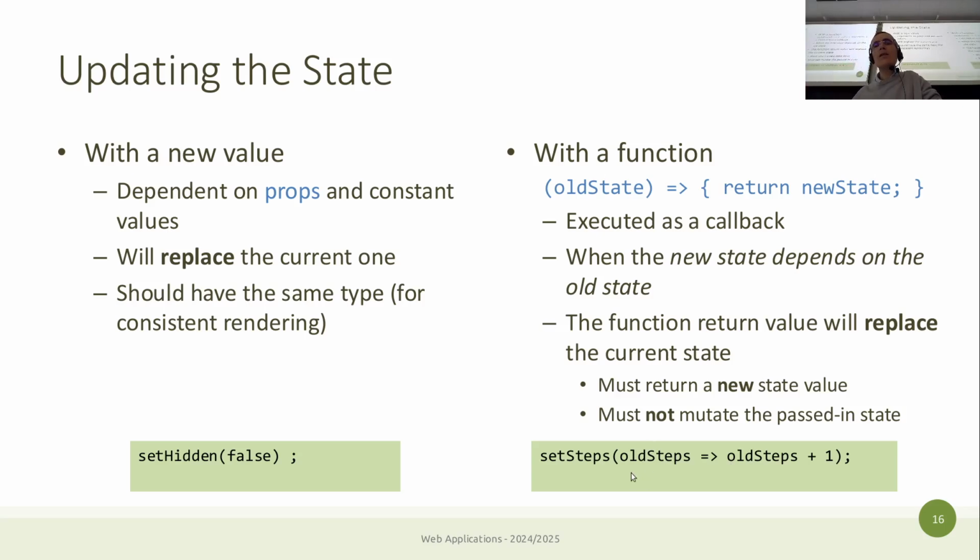So this is like writing function, open bracket, oldStep, close bracket, and open the curly bracket, return oldStep plus one, close the bracket. It's just a more compact way, but what we are doing here is taking a parameter, doing some computation in general, and returning a new value of the state. It will be React's task to take this returned value and put it inside the state of the component.